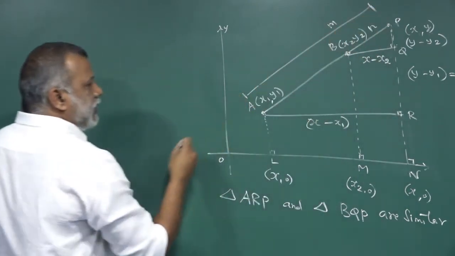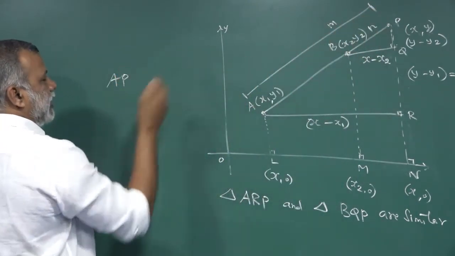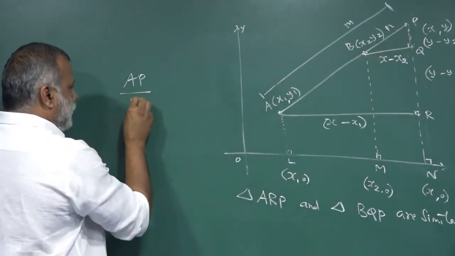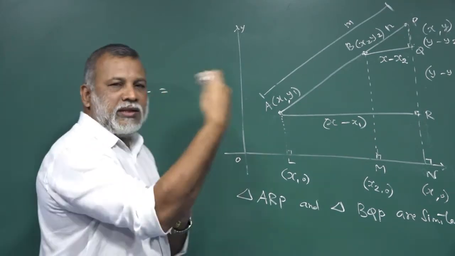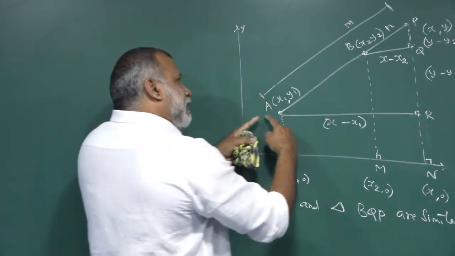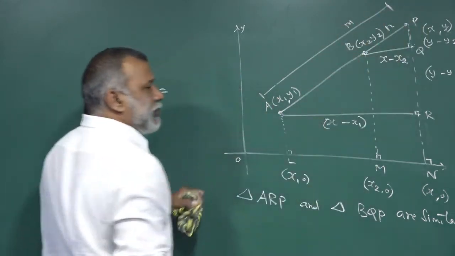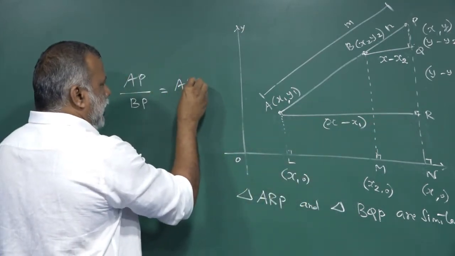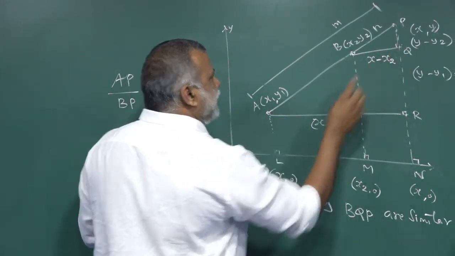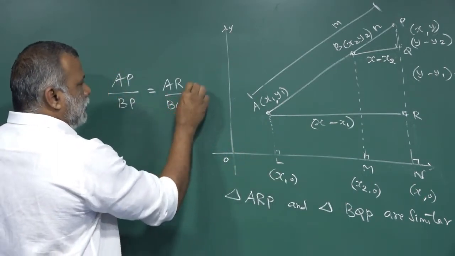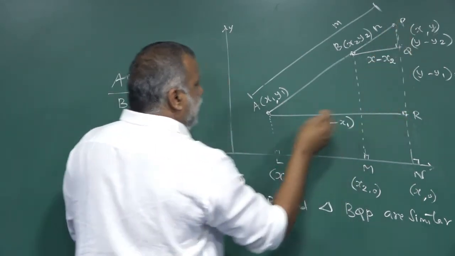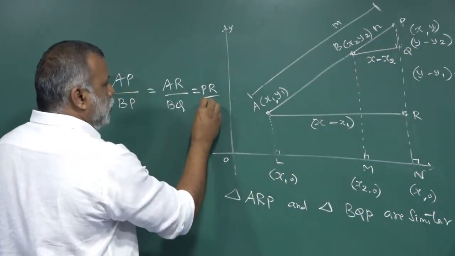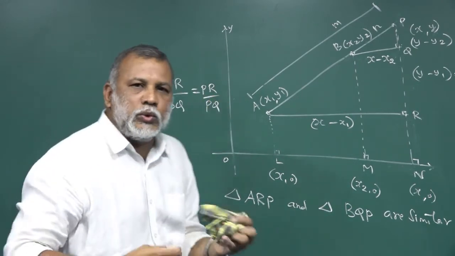Here, take AP as the first side, that is the hypotenuse, divided by the same hypotenuse here, BP. So if you are taking the bigger first, then the smaller second: AP divided by BP, corresponding sides. Then AR divided by the corresponding side BQ. That is equal to the bigger one, PR, divided by PQ. So this is the concept of two similar triangles.